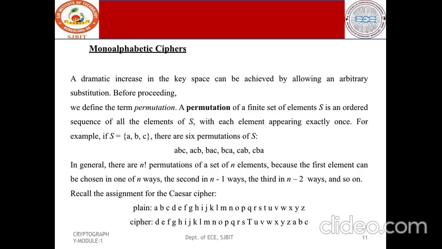Recalling the assignment for the Caesar cipher, if instead the cipher line can be any permutation of the 26 possible alphabetic characters, then there are 26 factorial, or greater than 4 x 10^26, possible keys. This is 10 orders of magnitude greater than the key space for DES.